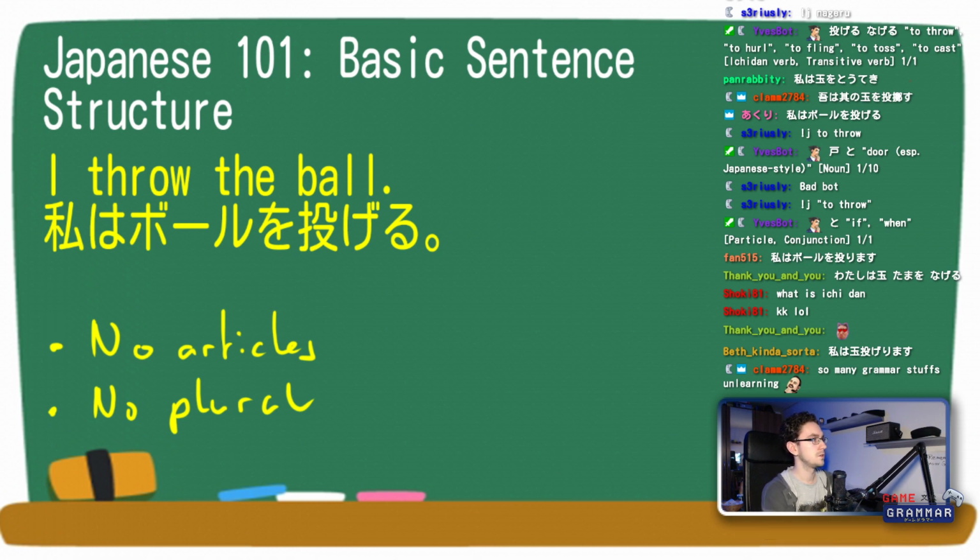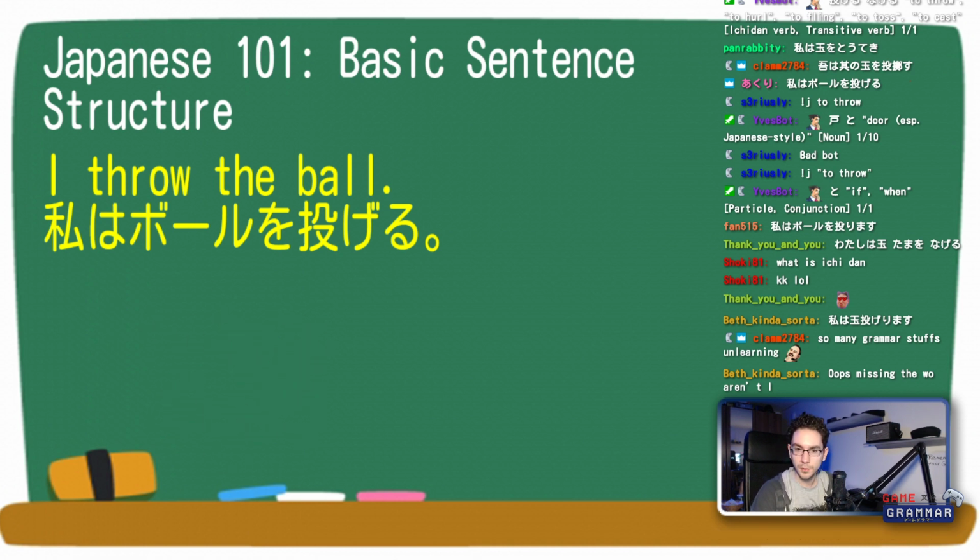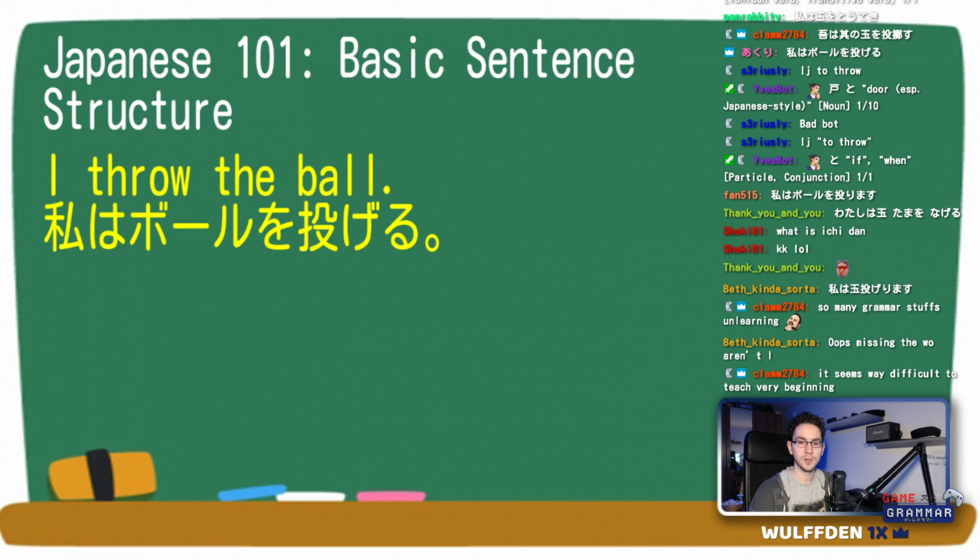I'm going to quickly get rid of this stuff, and then we're going to do one more. Missing the O, aren't I? Boru nagerima. Yeah, you're missing them all there. It seems way too difficult to teach at the very beginning. Yes, that's true. We'll look at it another time. One more. We'll do one more sentence, and then that will be the end of the first lesson, so to speak. One more.